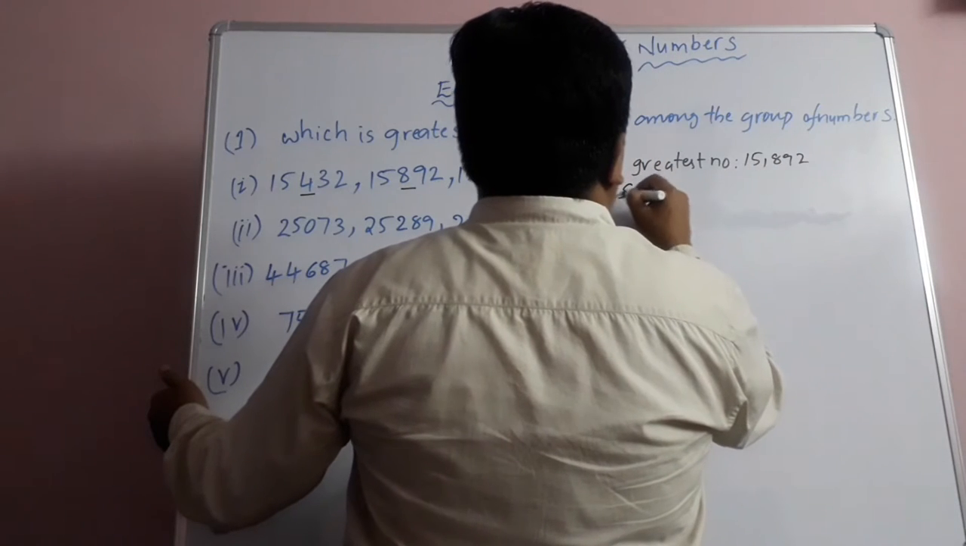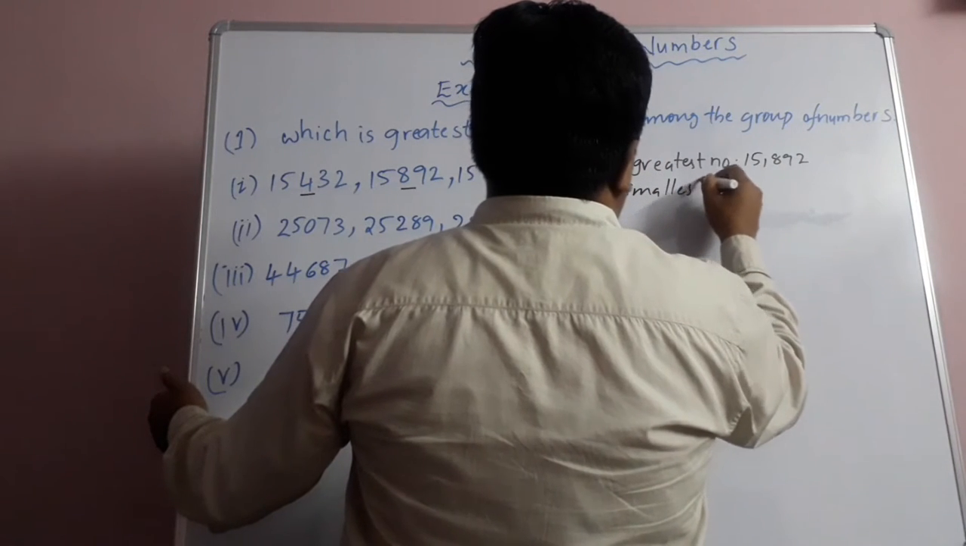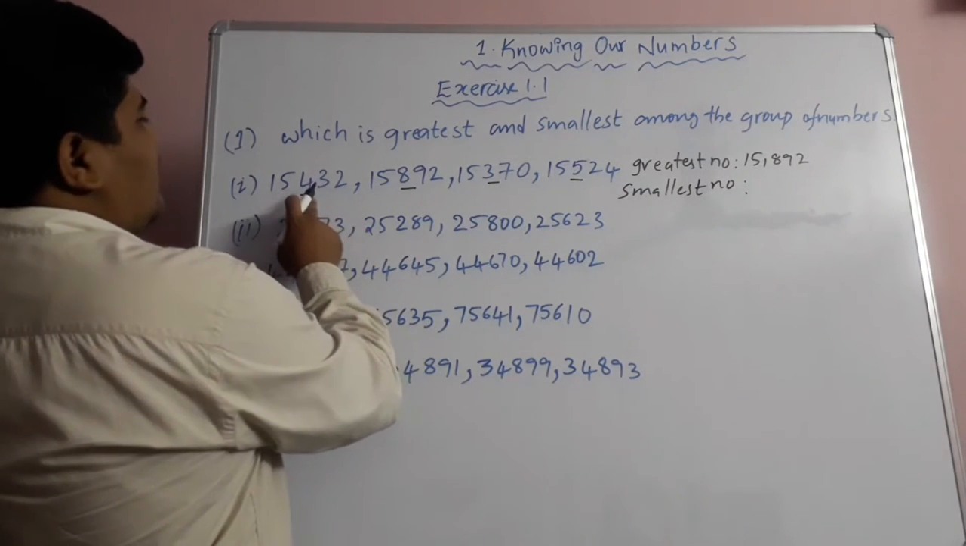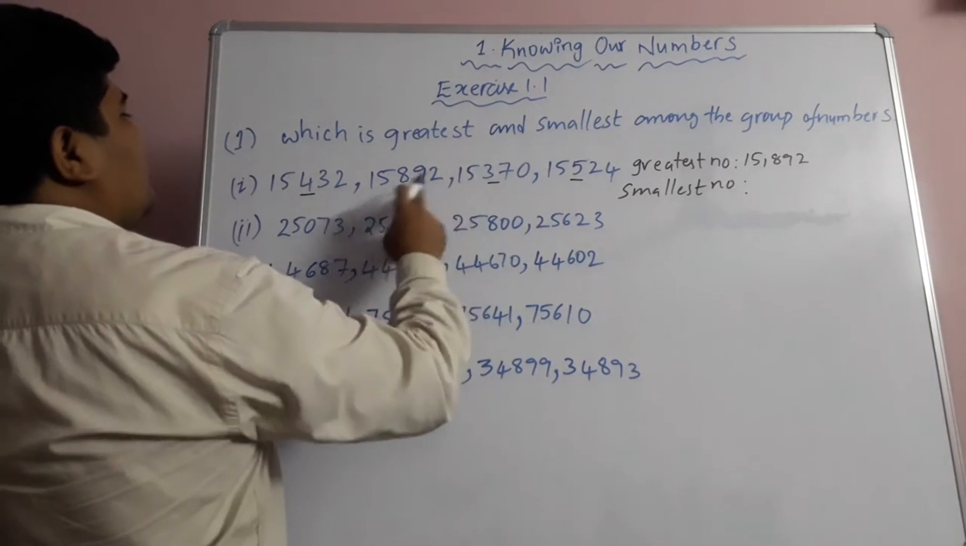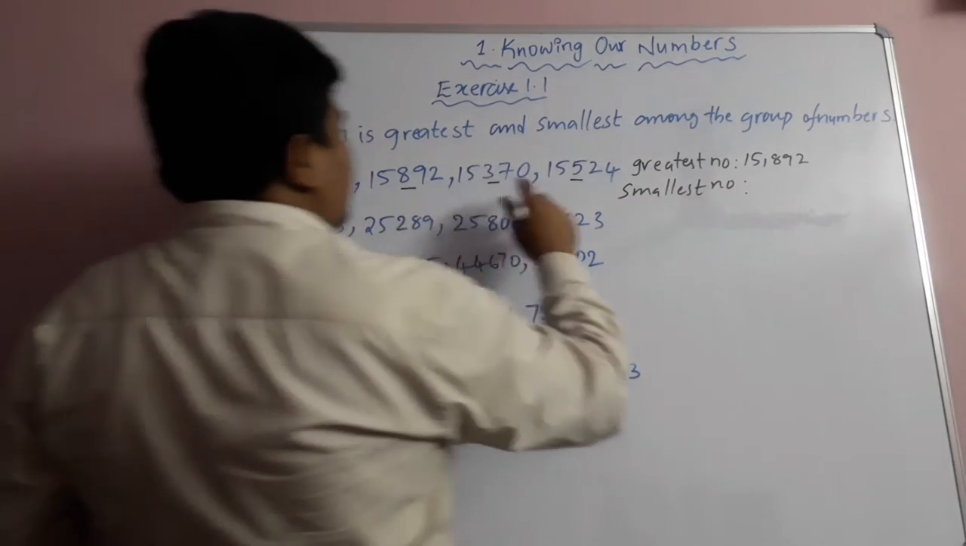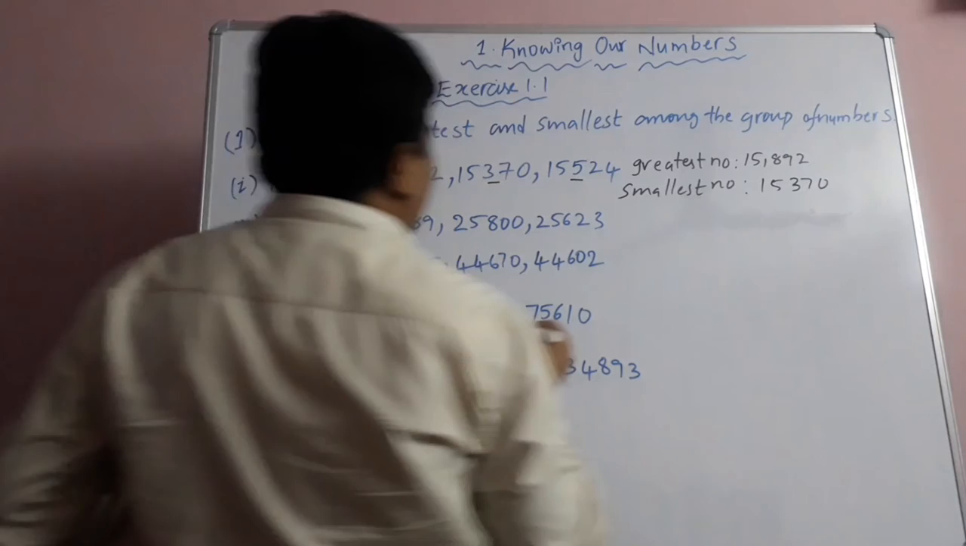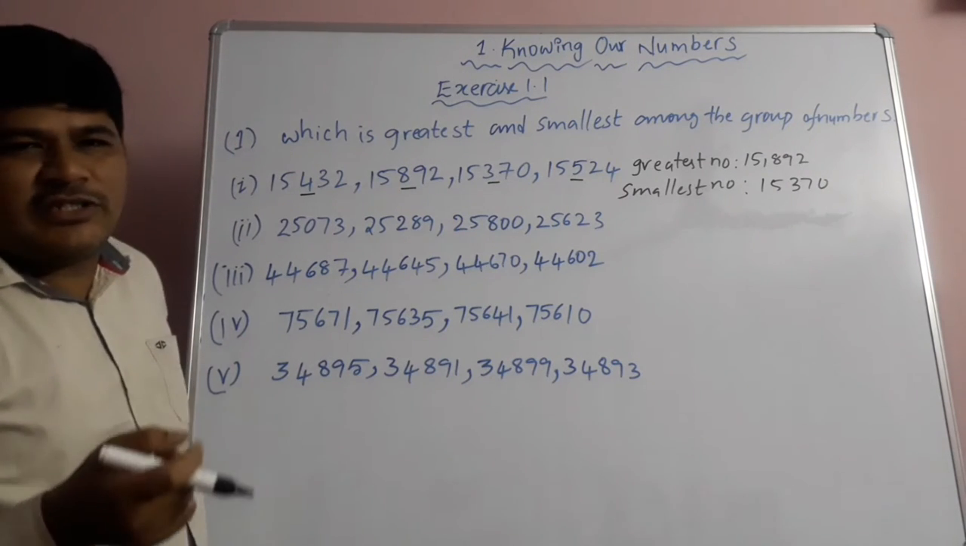And the smallest number in this is, among the third digits 4, 3, 5, the smallest is 3. So the smallest number is 15,370. 15,370 is the smallest number.